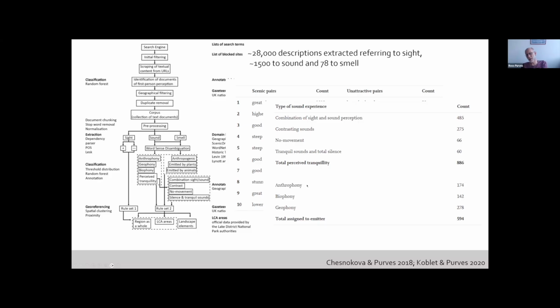We can also go further and we can classify this into different sorts. So we can, for example, talk about anthrophony, so sounds that are made by us, by people, biophony, sounds that are made by animals, and geophony, sounds that are made by the landscape itself, so the wind in the trees or a waterfall. And we can automatically do all these different sorts of classification.